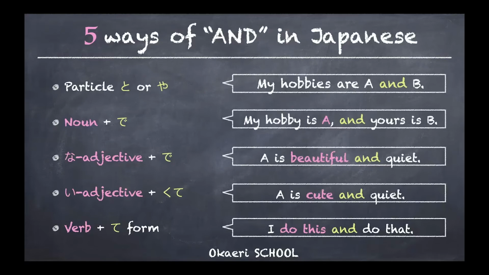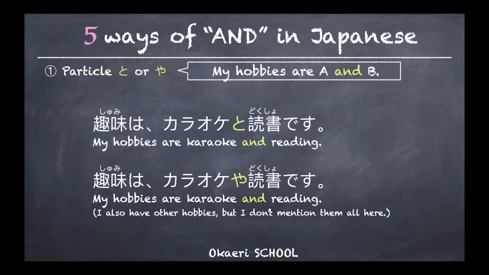And na-adjectives, i-adjectives, it varies. So A is beautiful and quiet. That would be で because there is a na-adjective before "and". An i-adjective, for example, cute, かわいい, should take くて instead of と or で. Finally, verbs. I do this and do that. In this situation, you have to conjugate, transform verbs into different forms. Well, we'll have a closer look at each.